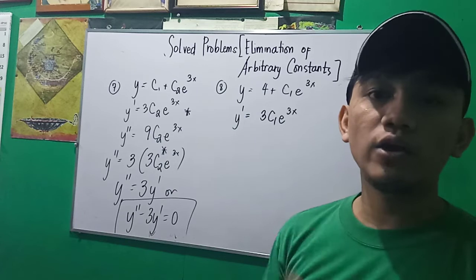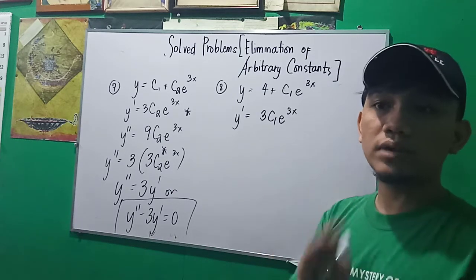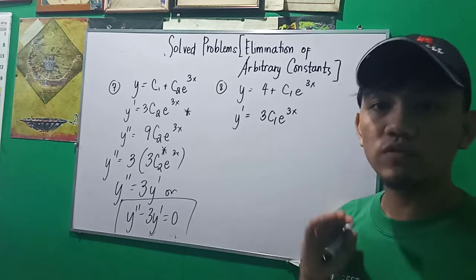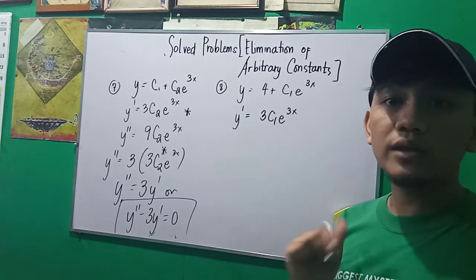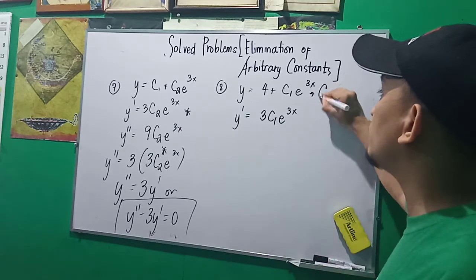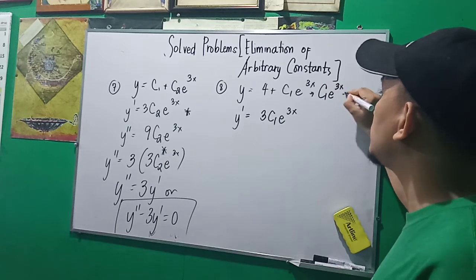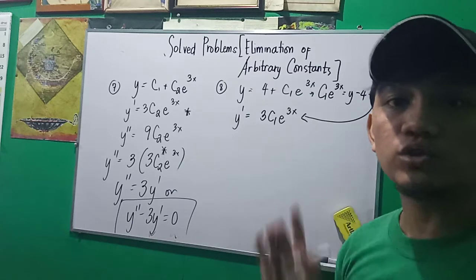Sir IJ, paano yan? Hindi nawala yung constant ko. Dapat, pag tapos ka na mag-differentiate, you have to solve for the constant on the original or on the first derivative. Depende dun sa klase ng or kung ilan yung constant natin. From this case, we have C1 e raised to 3x equals y minus 4. Then, lipat mo siya or i-substitute mo siya dito.